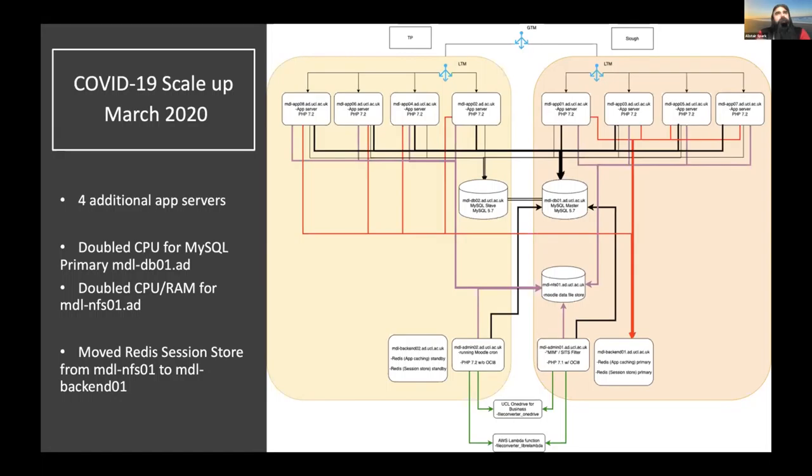So at that point we had two options in terms of how we could scale. One was on-prem, one was in the cloud.